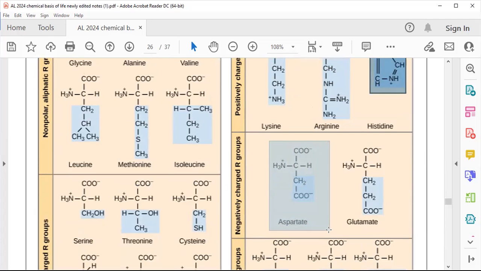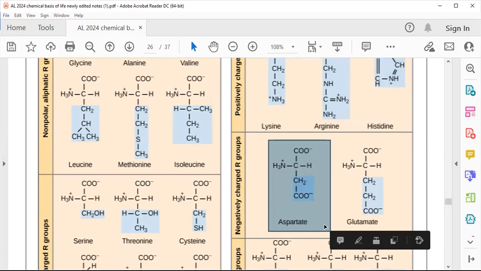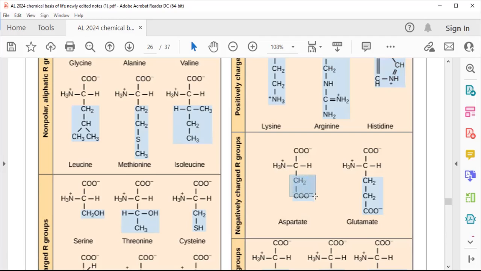What is the name? Aspartic acid. If it is finishing with the term acid, you have to understand it has a carboxyl group in the side chain. This is glutamic acid. They have written it as aspartate, glutamate, but we are reading it as aspartic acid, glutamic acid.